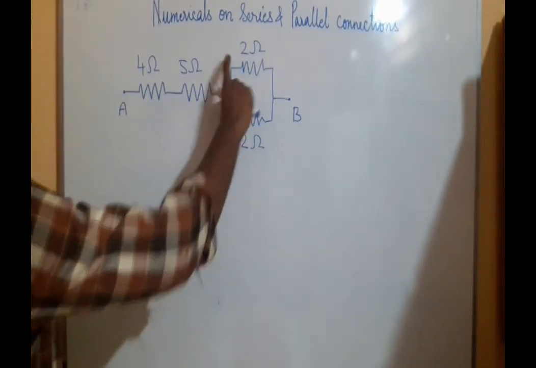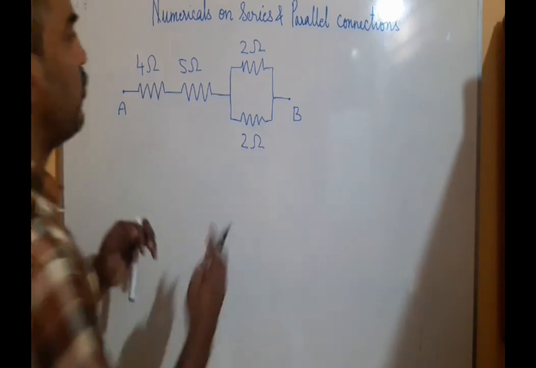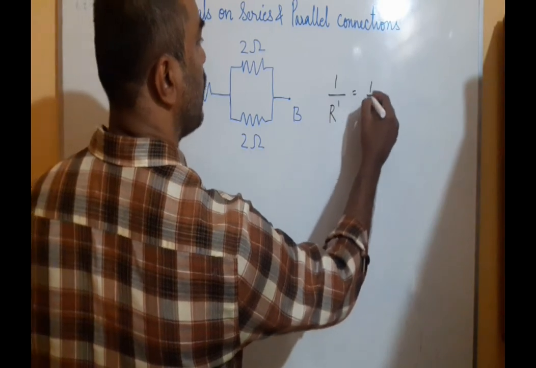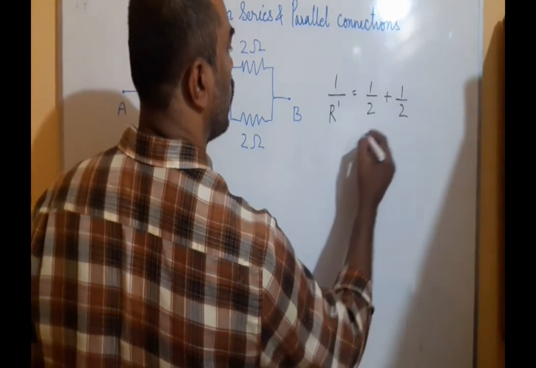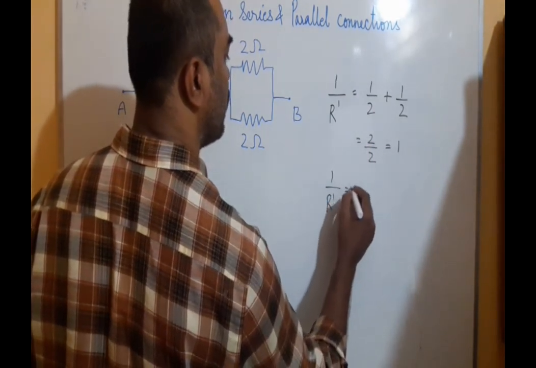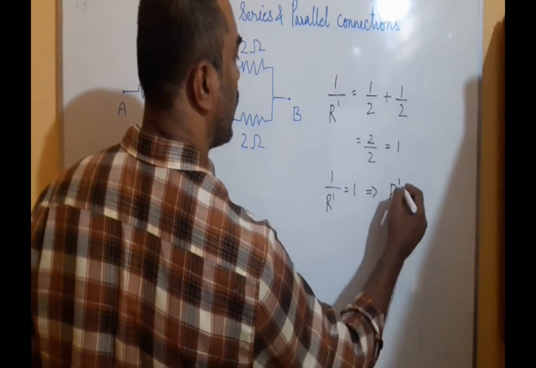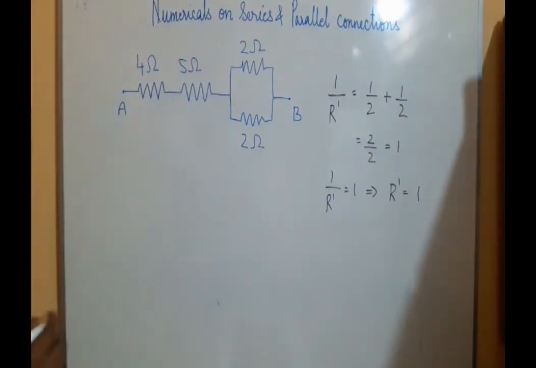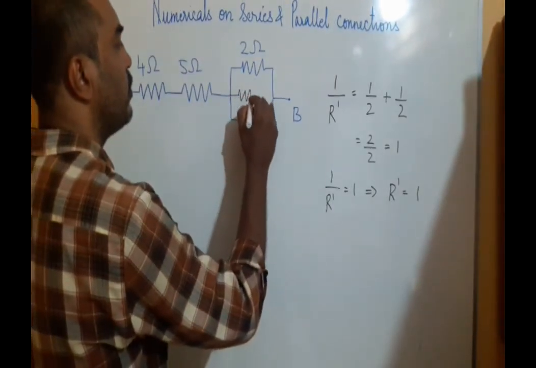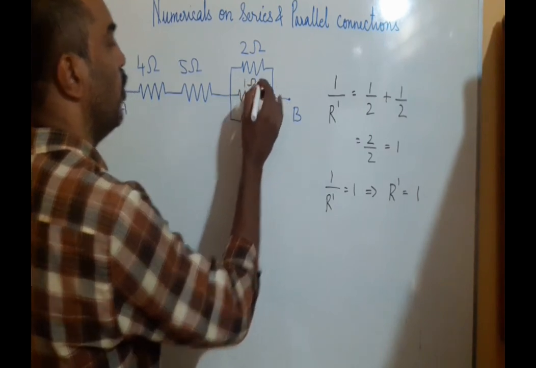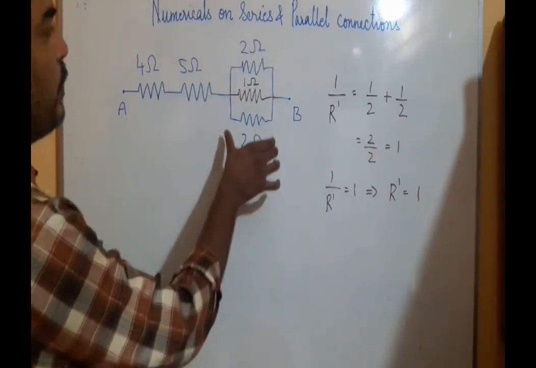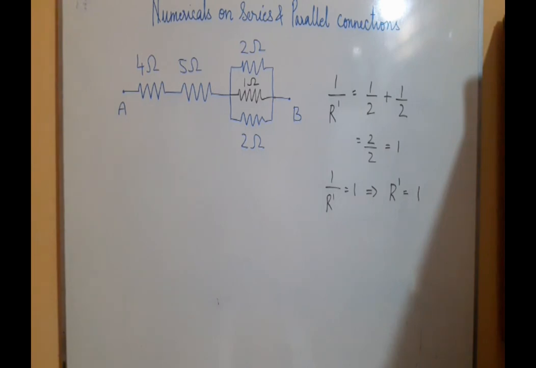So these two resistances are in parallel. Let us first solve this parallel. Let me call the parallel resistance R prime. So 1 upon R prime is 1 upon 2 plus 1 upon 2 equal to 2 upon 2 equal to 1. Taking the reciprocal, R prime is also equal to 1. So what did you observe here? The combination of these two gives us a resistance of 1 ohm. So these two resistances, 2 ohm and 2 ohm in parallel, give me an equivalent resistance of 1 ohm.